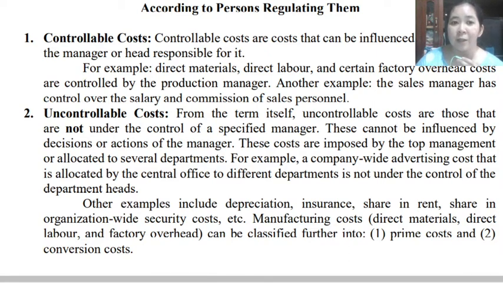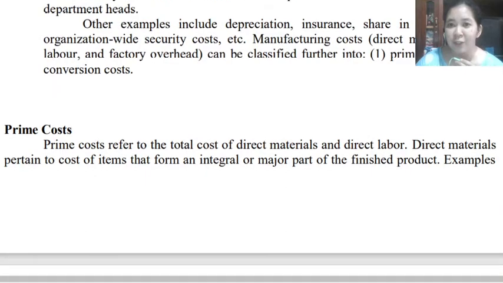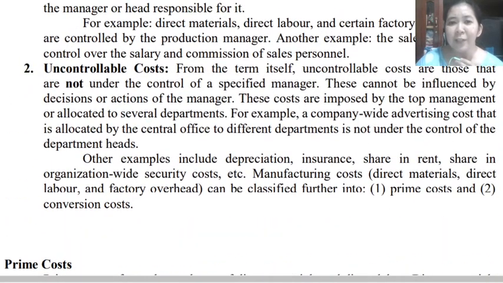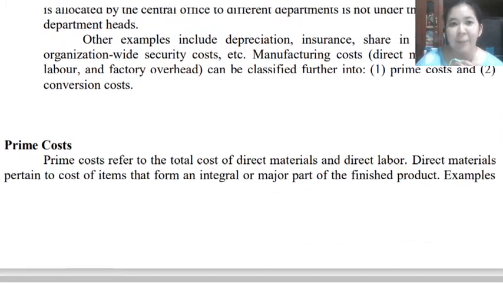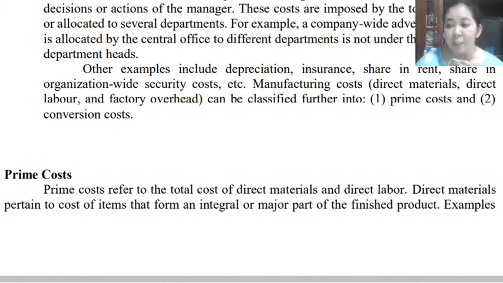So manufacturing costs, which are our direct materials, direct labor, and factory overhead, under the controllable costs, are further classified into the following. They are classified as prime costs and conversion costs. This is another classification since we are talking about controllable costs here. We just added this classification, and in fact these are costs under the controllable costs.